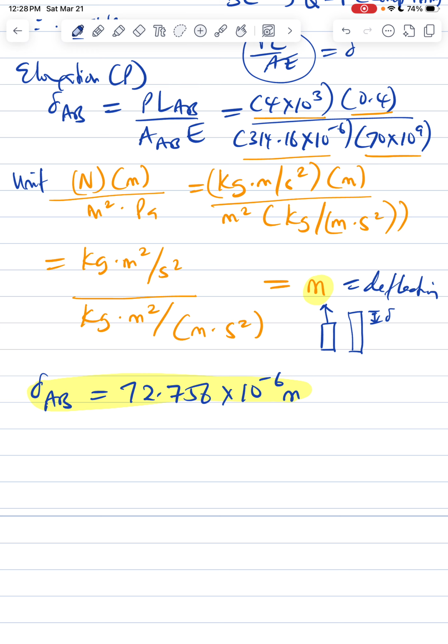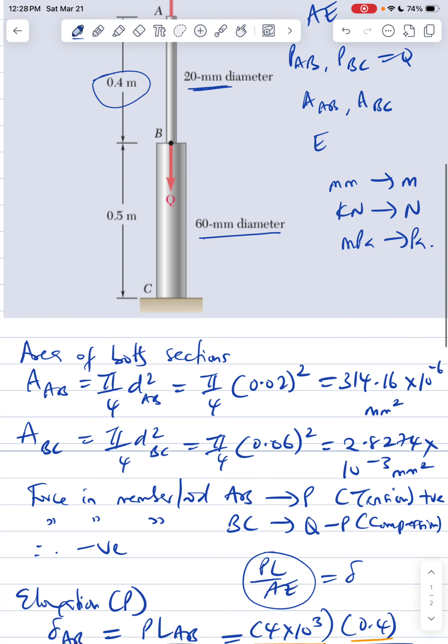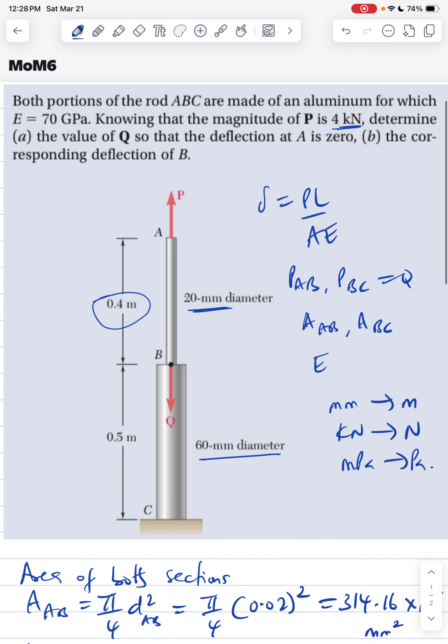Now if we look, okay, well, let's see. So what the question is asking is knowing the determined value of, okay. So it says we've just computed the deflection due to AB, right? That's the deflection due to AB. But that's not exactly what the question is saying. It says the value of Q so that the deflection at A is 0. Now, it says, meaning at this point here, it doesn't move.